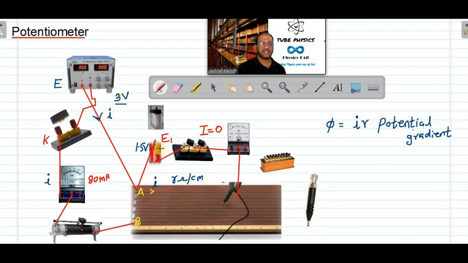Suppose E1 is the EMF of this cell, and that EMF is balanced at a distance of 500 centimeter. It means at that time the EMF of this cell and the potential drop in the wire due to the current from the primary circuit, both are in opposite direction, got subtracted, cancelled, so that current becomes 0. That is why the galvanometer is showing zero deflection.